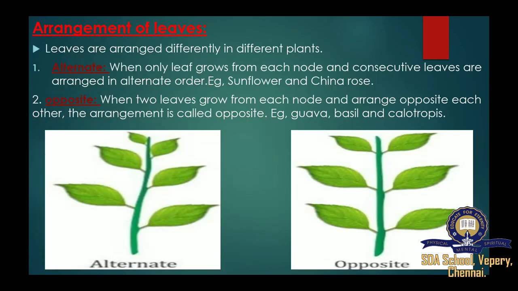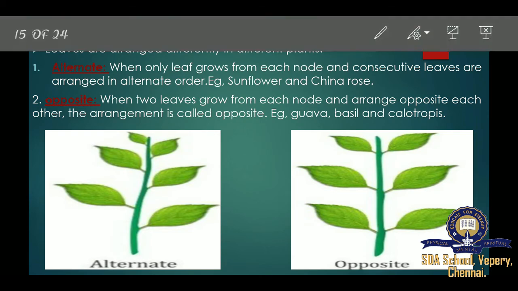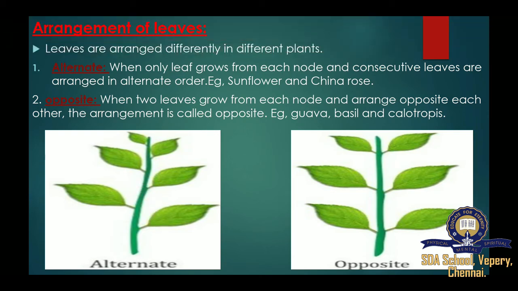Arrangement of leaves. Leaves are arranged differently in different plants. The arrangement of leaves is called alternate when only one leaf grows from each node and consecutive leaves are arranged in alternate order. This type of arrangement is seen in plants such as sunflower and China rose. When two leaves grow from each node and are arranged opposite each other, the arrangement is called opposite. This is seen in guava, basil, etc.